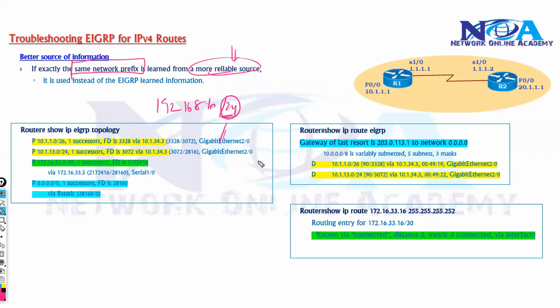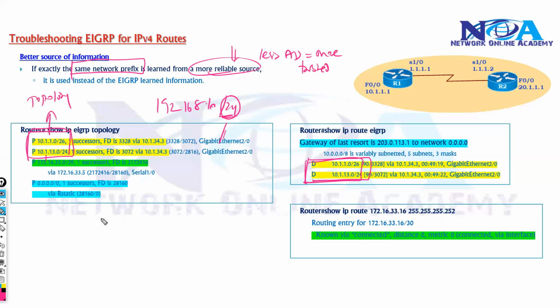more reliable source. Now, reliable in the sense that whichever has the lesser AD value is more trusted. Like if you take this example here, I just have some simple sample outputs, which is going to explain. Let's say there is a specific subnet. Let me start with these two subnets here, 10.1.1.0 and 10.1.13.0. Now I can see these two routes are present in the topology table, as well as in the routing table.